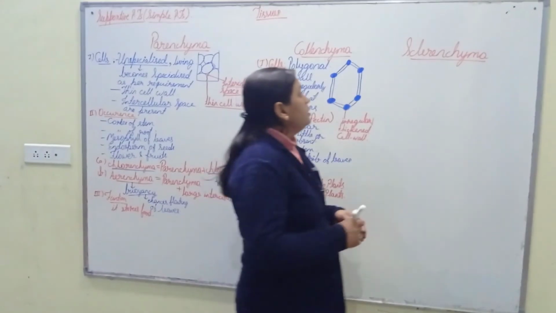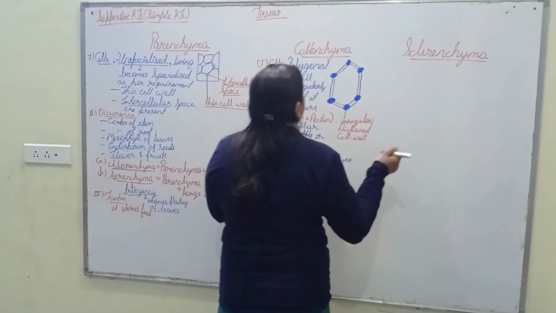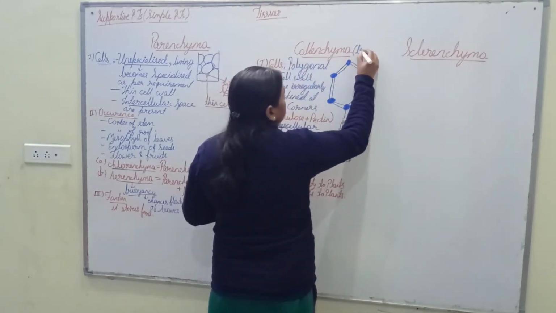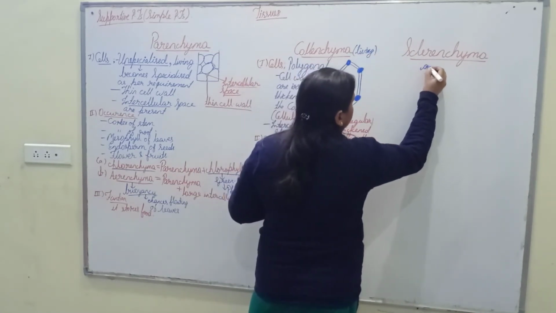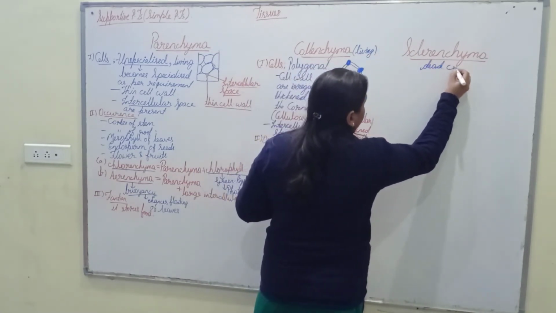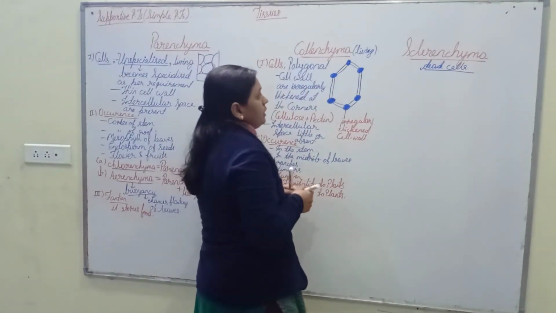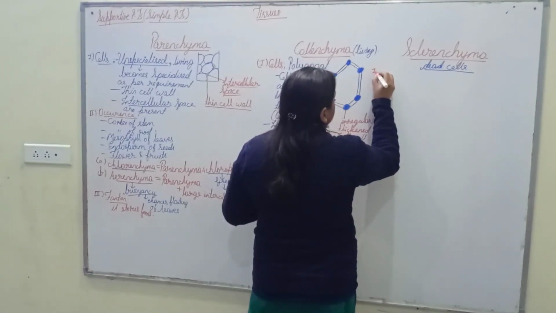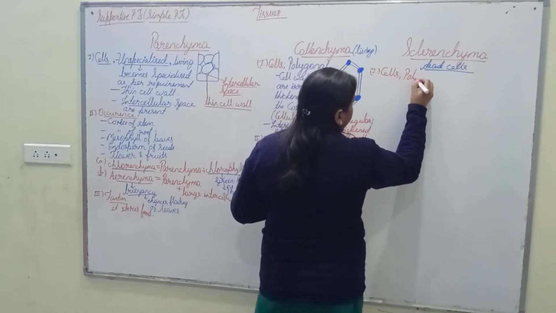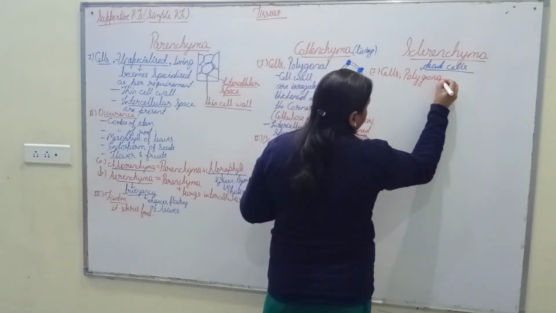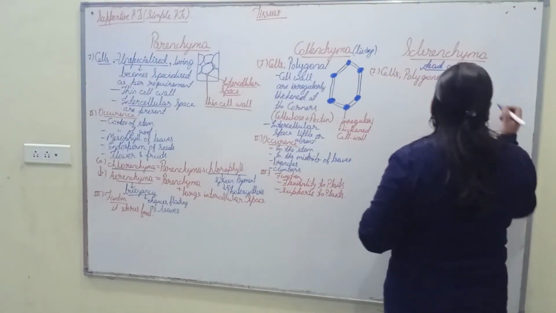Now moving to the sclerenchyma. Collenchymatous cells are living cells, and these sclerenchymatous cells are dead cells. So sclerenchymatous cells are dead cells. Cells are polygonal.